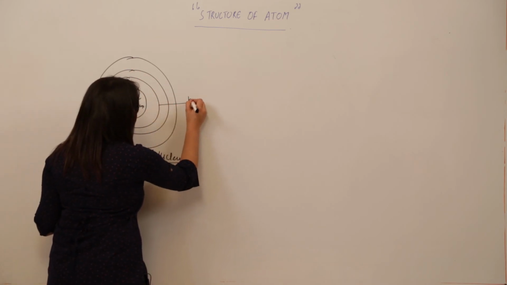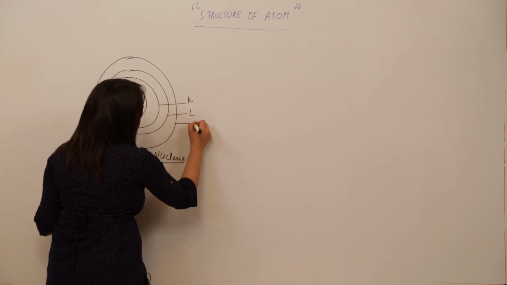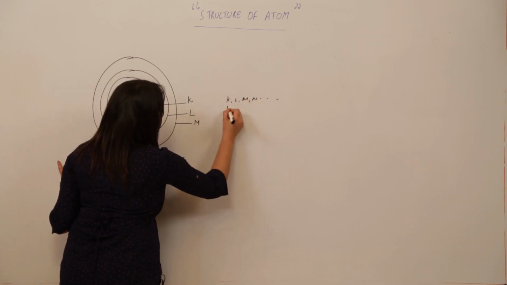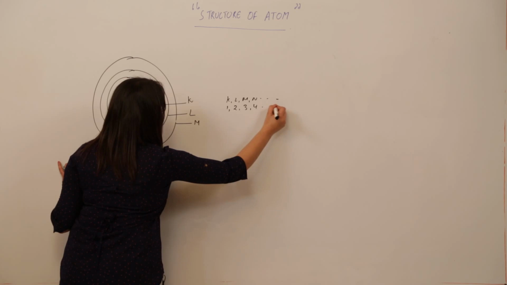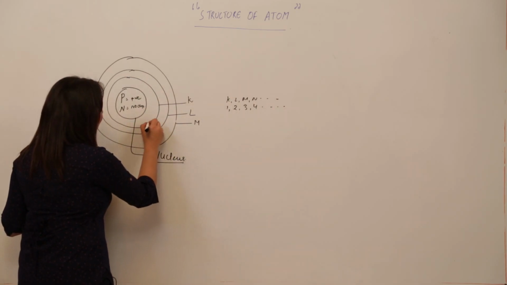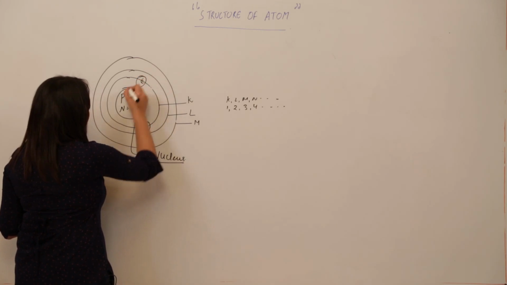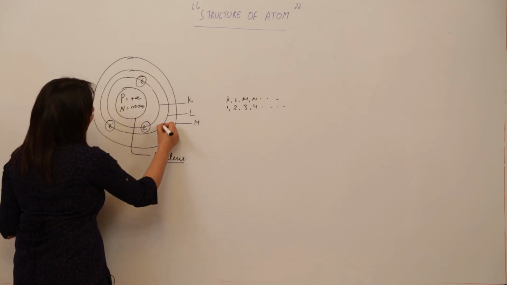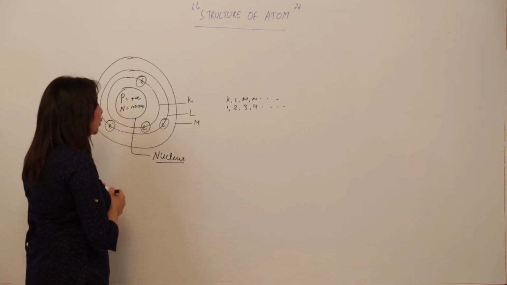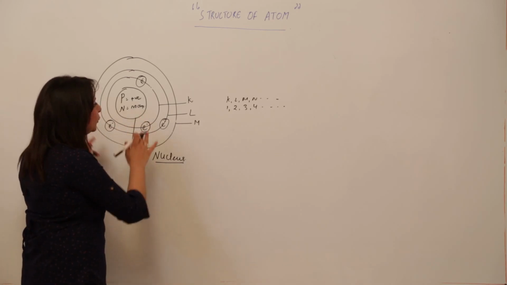are named K, L, M, N, or you can write 1, 2, 3, 4 like this, and these shells contain electrons as it is postulated by the Bohr model, and these electrons are revolving in definite orbits. So this is the Bohr model.